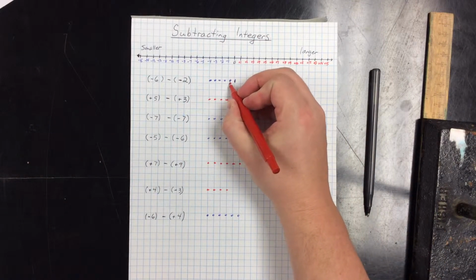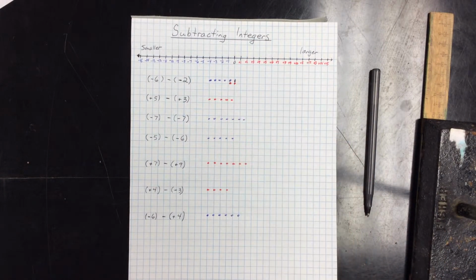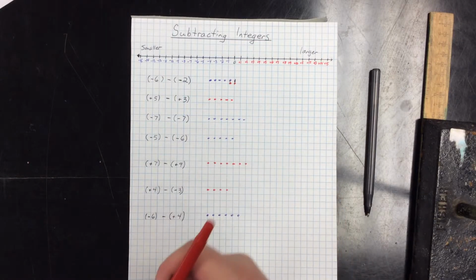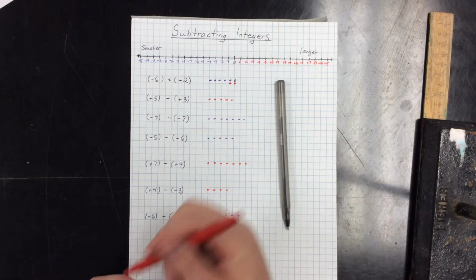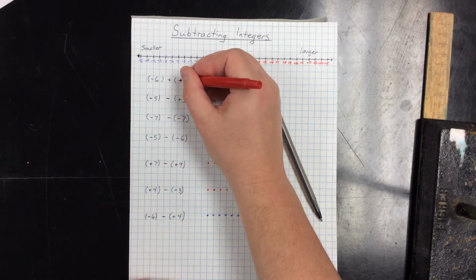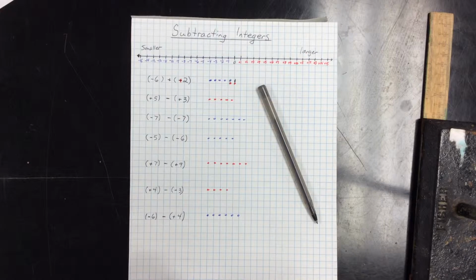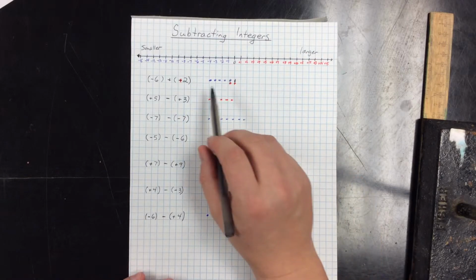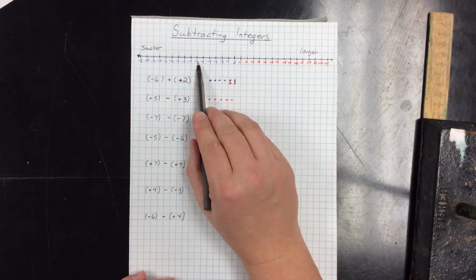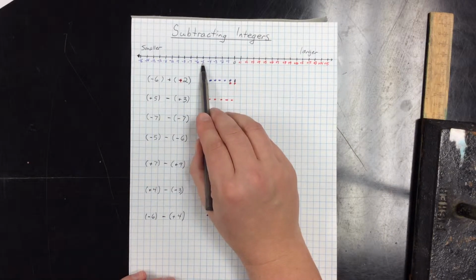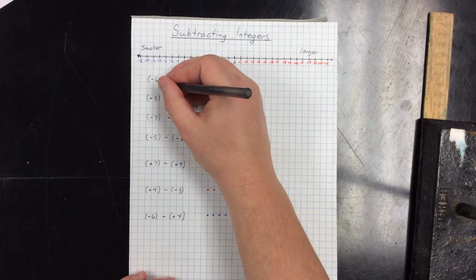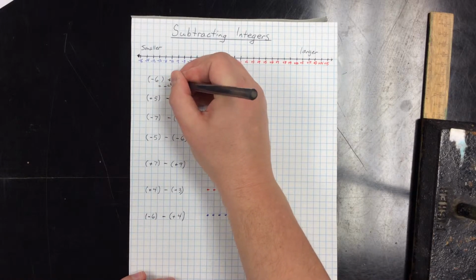If you remember from the other video, this is the same as adding positive 2. We could actually rewrite it as negative 6 plus positive 2. So we're at negative 6, we get 2 positives, 1, 2, which is the same as having negative 6 and taking 2 of them away. In both cases, we end up with an answer of negative 4.